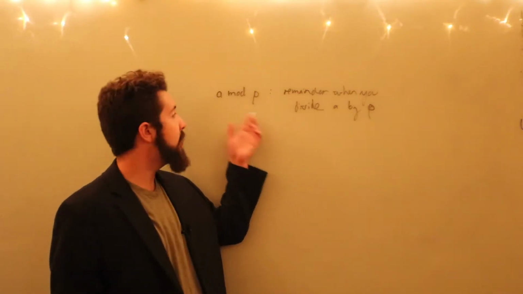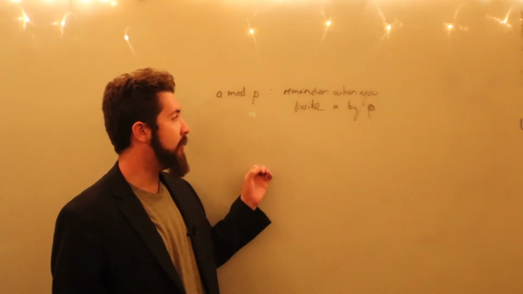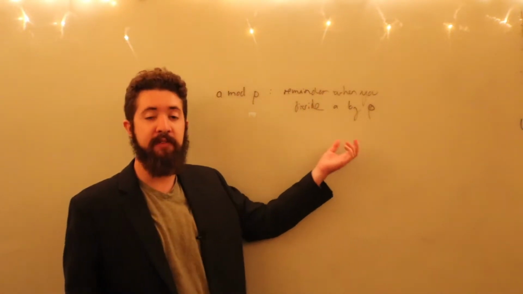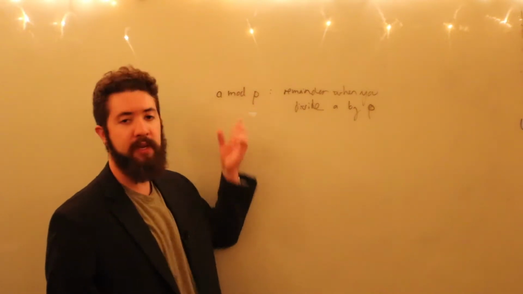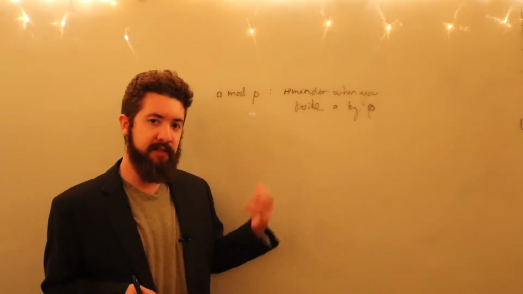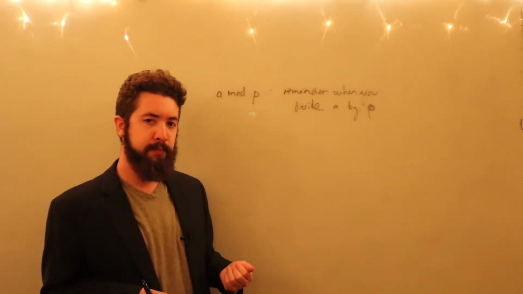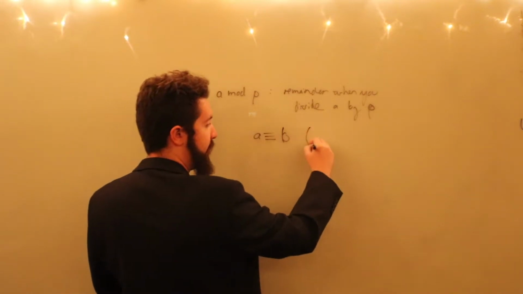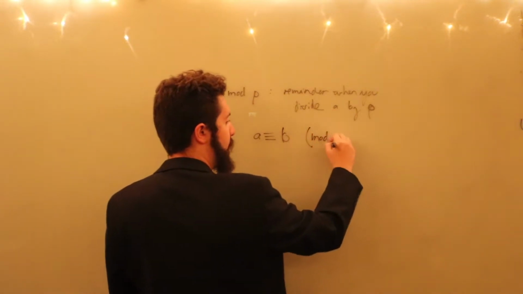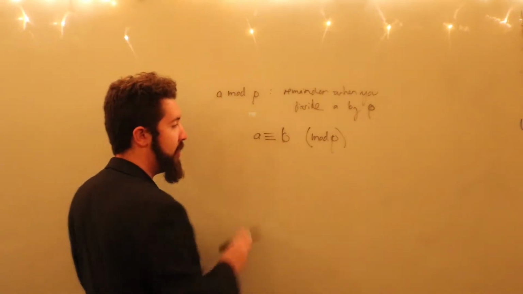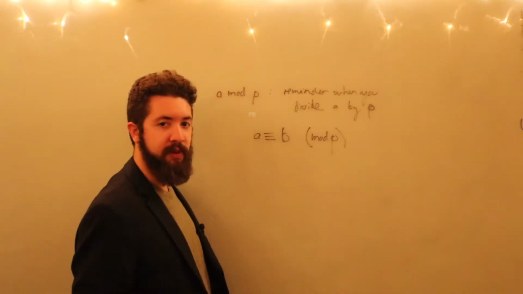So a mod p is going to be equal to the remainder when you divide a by p, if there is a remainder. Obviously, a and p are going to be integers here. p specifically is going to be a positive integer. a is congruent to b, and then in parentheses write mod p, if a and b have the same remainder when you divide them by p.